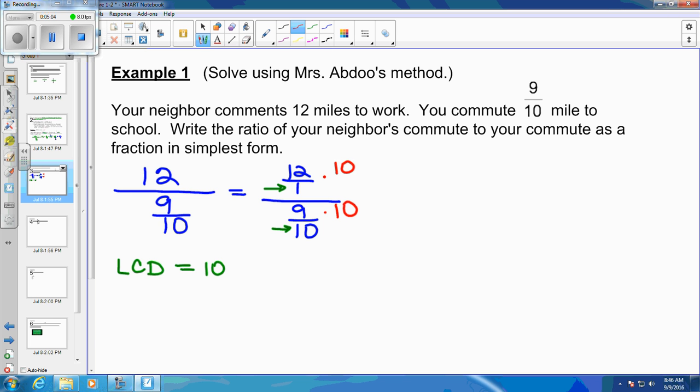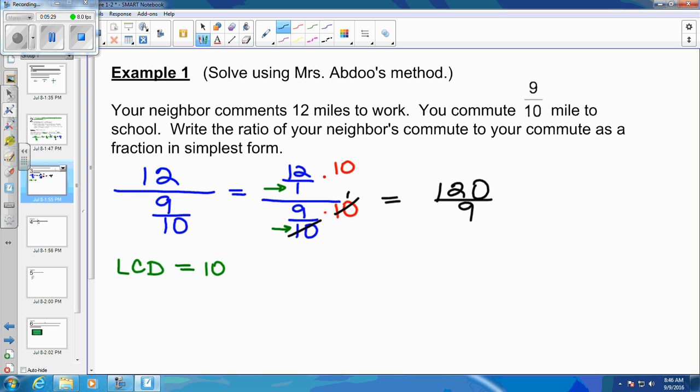So when I go to do the math here, look what happens to this denominator. This denominator right here simplifies. Think of it as disappearing. 12 times 10 is 120. And 9 times the 1 that's there is 9.